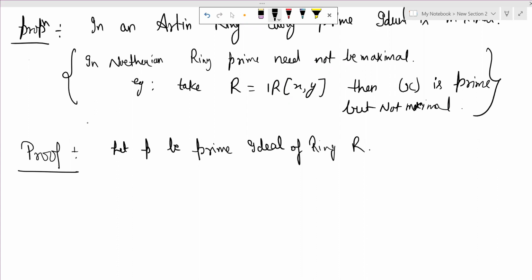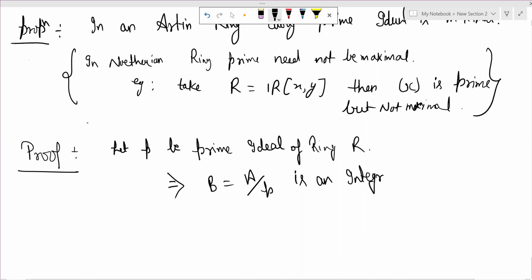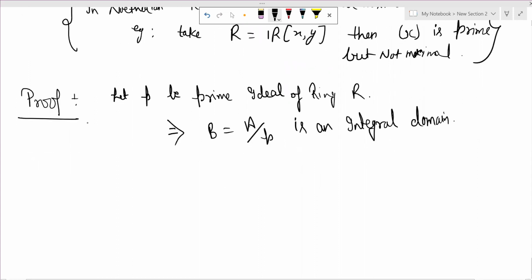Then what does this say? If P is a prime ideal, then B equals A mod P is an integral domain. So what can we say? We have to prove this is a field. We want to show B is a field, because P is maximal if and only if B is a field. If we want a ring to be a field, every non-zero element should be a unit, right? So let's check. Let 0 not equal to x belong to B, be some non-zero element.